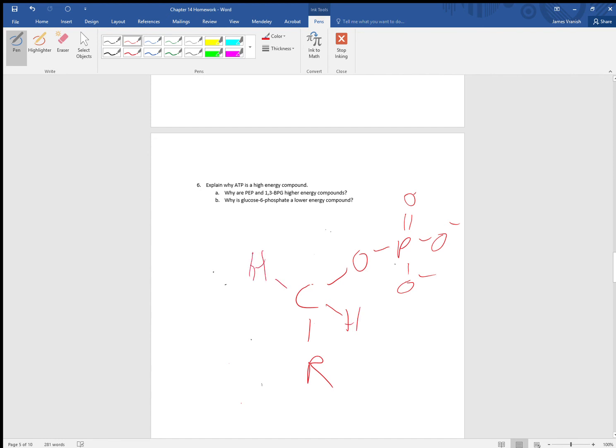All right, let's think about what our three reasons were why ATP was a high energy compound. First of all, we had electrostatic repulsion. Well, in the case of glucose 6-phosphate, we have a single phosphate group on it. The rest of the molecule is uncharged. So because of that, there's basically no electrostatic repulsion here for glucose 6-phosphate. So that's one of our reasons gone.